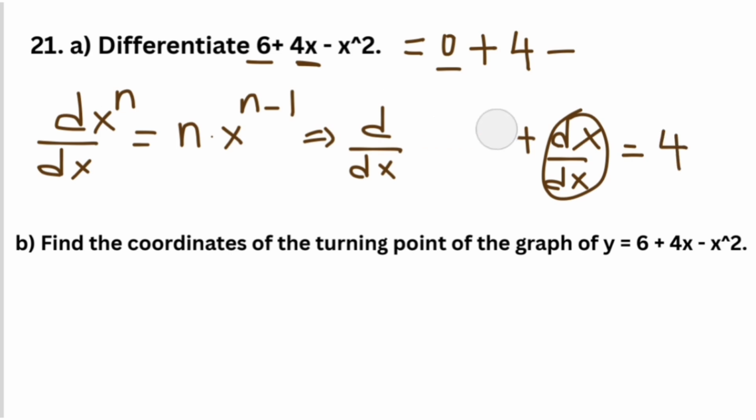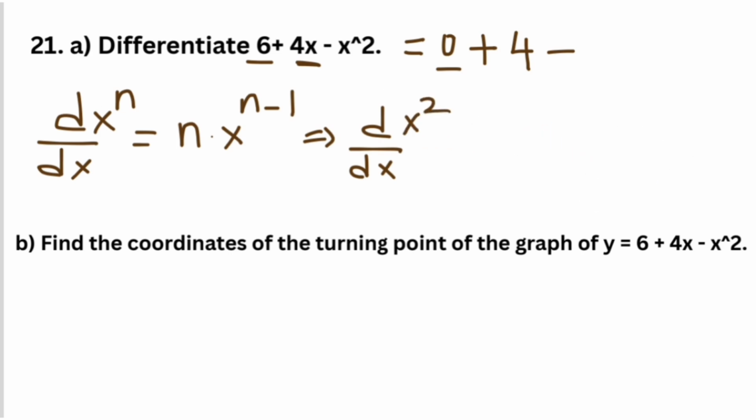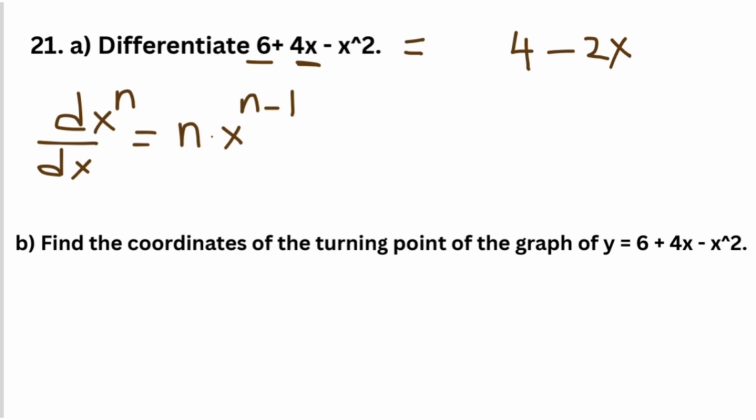Now we need to find the differentiation of x raised to the power of 2. So what is the formula? n times x raised to the power n minus 1. Here n is 2. That means 2 times x raised to the power of 2 minus 1. That means minus 2x. So the differentiation of 6 plus 4x minus x raised to the power of 2 is 4 minus 2x. Now go to the B point.